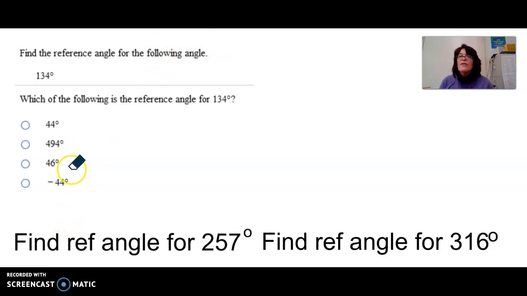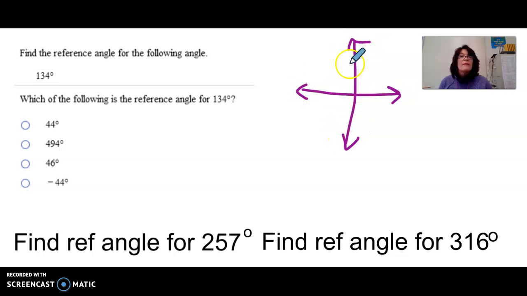Find the reference angle for the following. 134 degrees. I can't find the reference angle without drawing it. I just have to draw it. I don't know why. It just helps me.